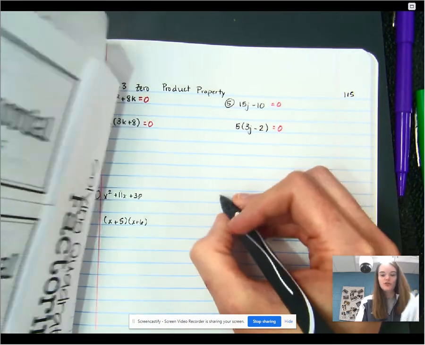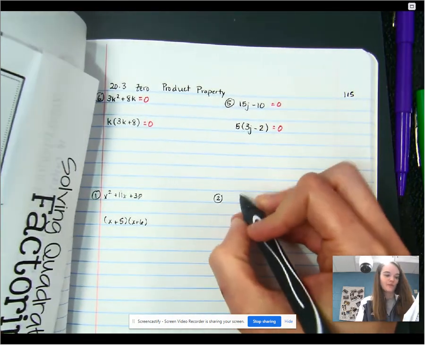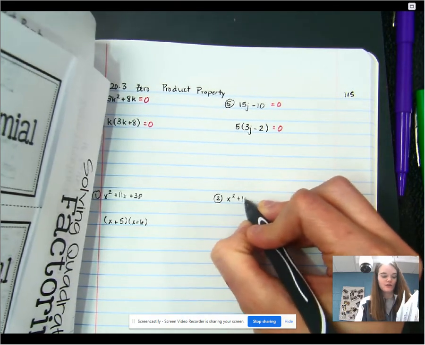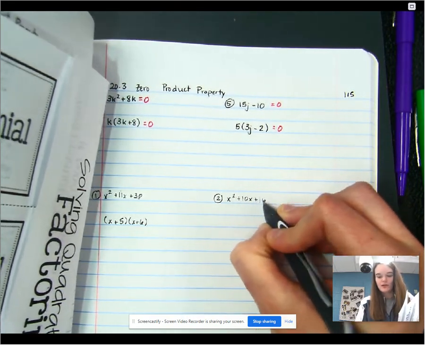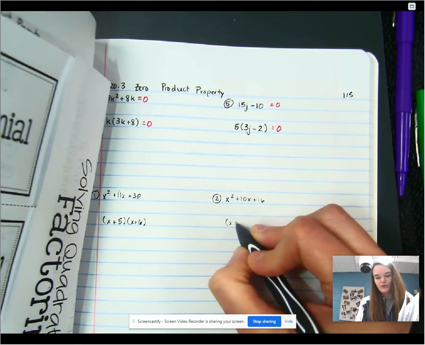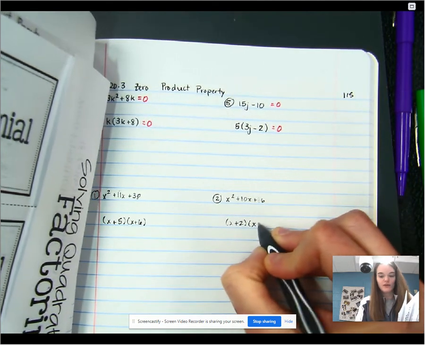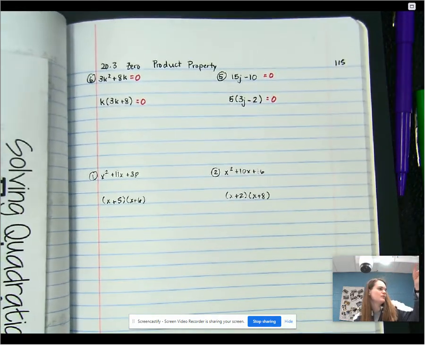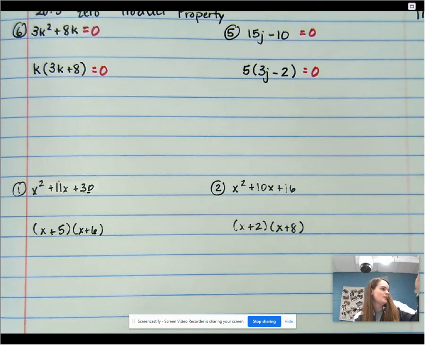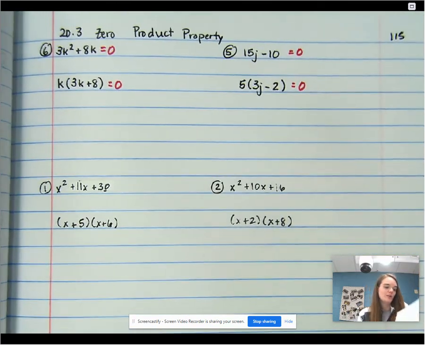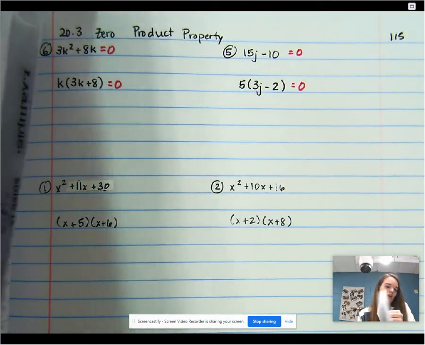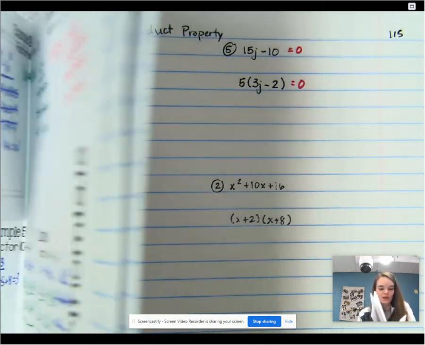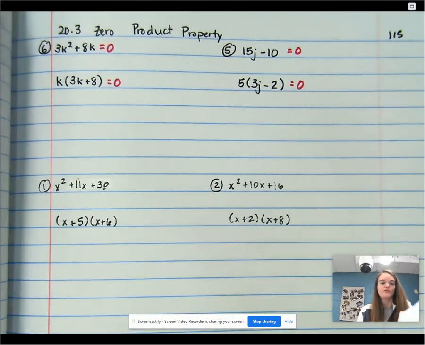While we're here, let's just pick number 2 from that page as well, which was x squared plus 10x plus 16. We already factored it. It was x plus 2 and x plus 8. And we'll add equals 0 in a minute. I'm going to zoom in so you can see those. We're going to pick a couple more, and we're going to go ahead and write them down. Then we're going to solve all of them. I'm going to pick from page 111. Let's pick numbers 7 and 8.